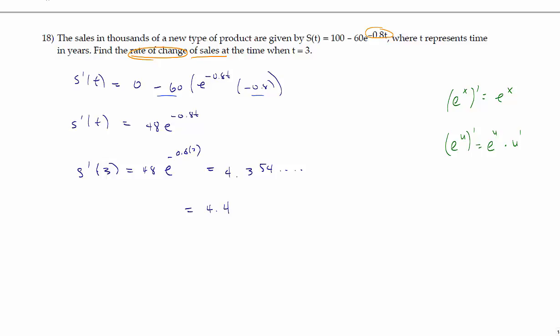And once again, we gotta figure out our labels. We're told that the sales in thousands of a new type of product, so that's my sales in thousands, and then my time is in terms of years. So my label is going to be thousands per year.